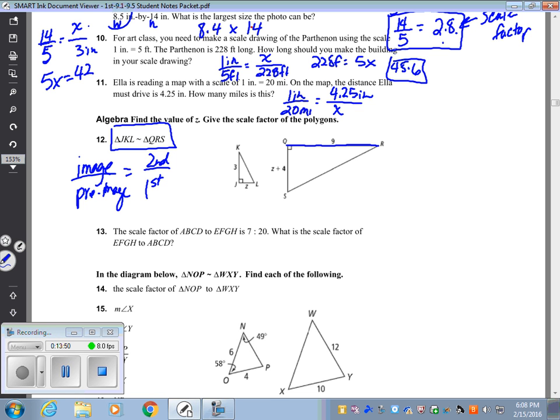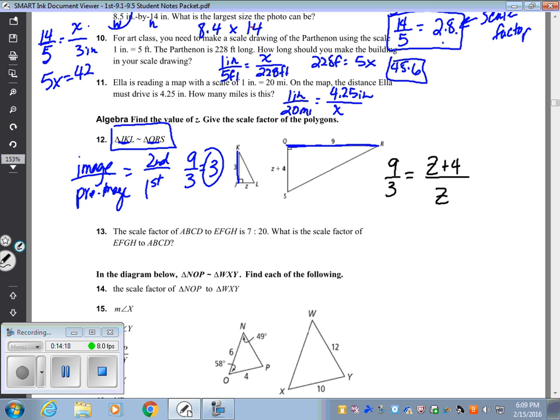So if I look from Q to R, I know I have that length, that measurement value for that. QR is the first two. That goes with JK. So that's right here. So I'm just going to do 9 to 3. So it gives me my scale factor is 3. And then now I'm going to use that same ratio to write my proportion. So 9 to 3 is equal to QS, which is my z plus 4, to z.